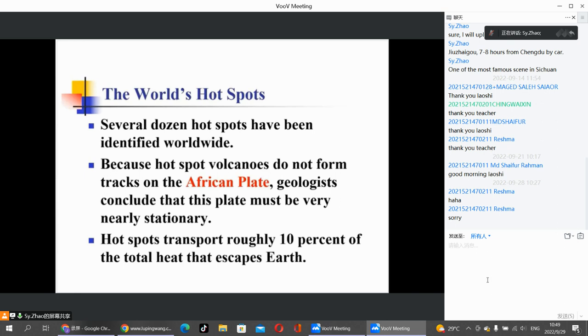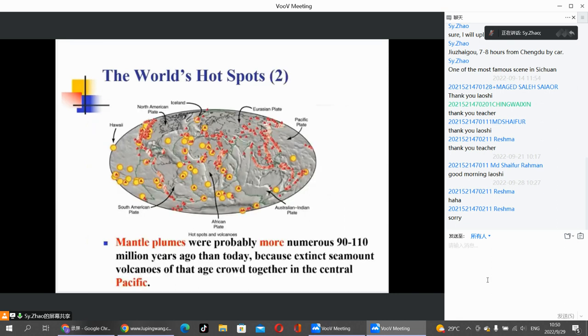If we widen our scope to world hotspots, there are several dozen hotspots that have been identified worldwide. Because the hotspot volcanoes do not form tracks on the African plate, geologists conclude that the plate must be very nearly stationary. And the hotspots transport roughly 10% of the total heat that escapes Earth.